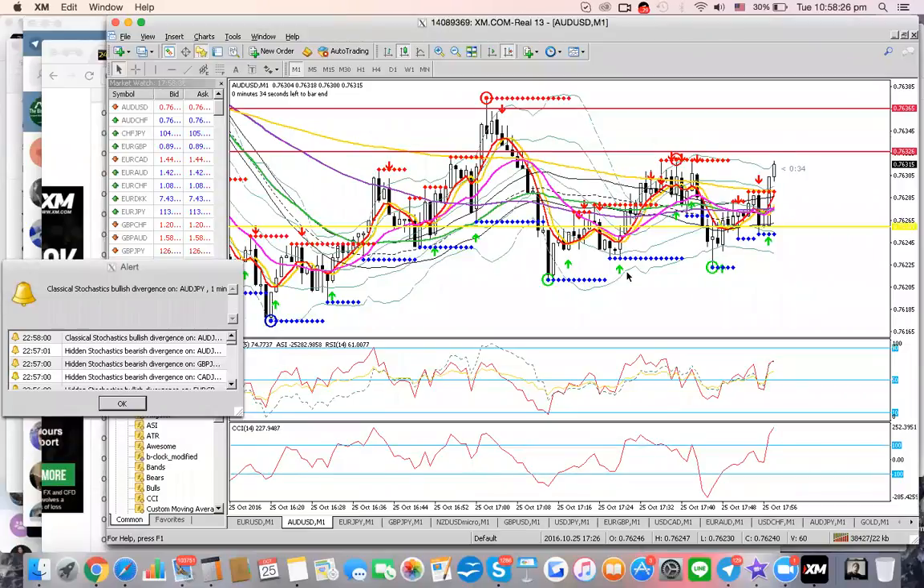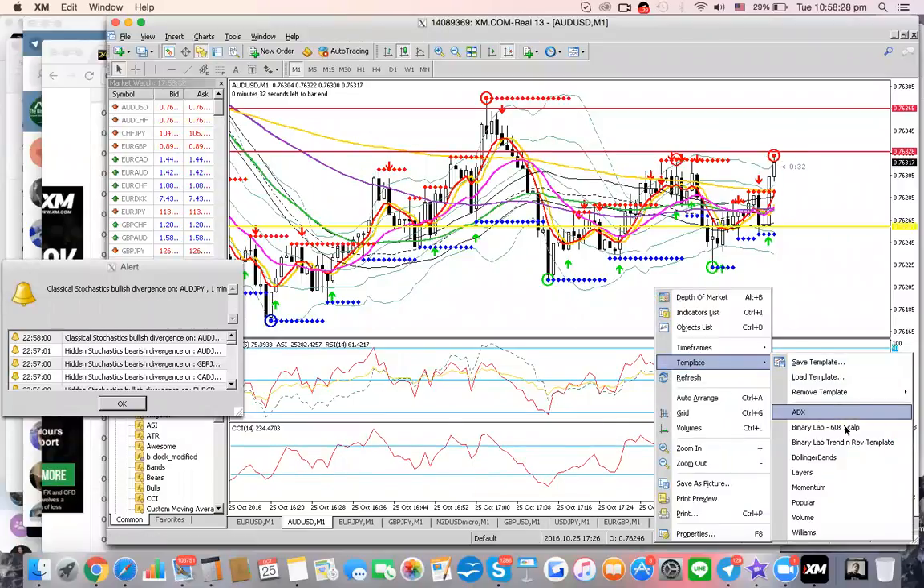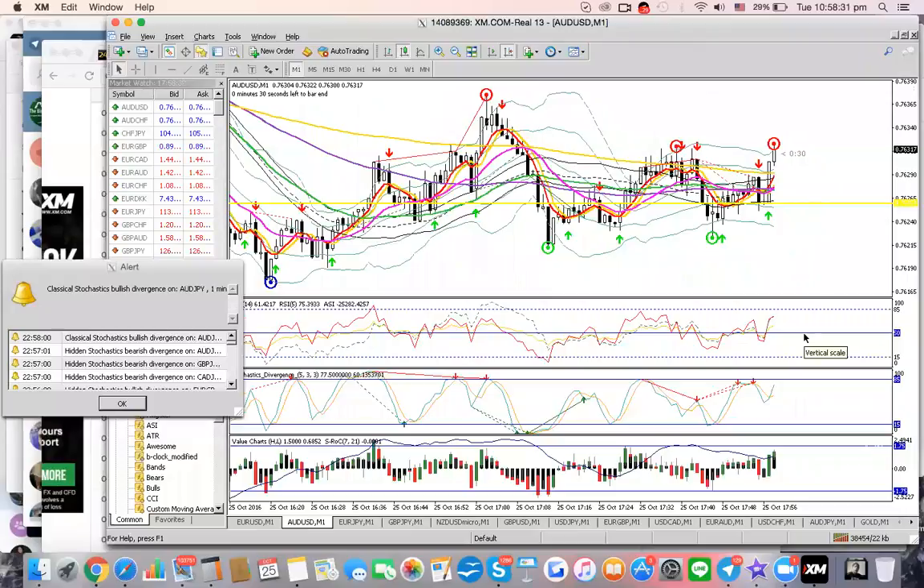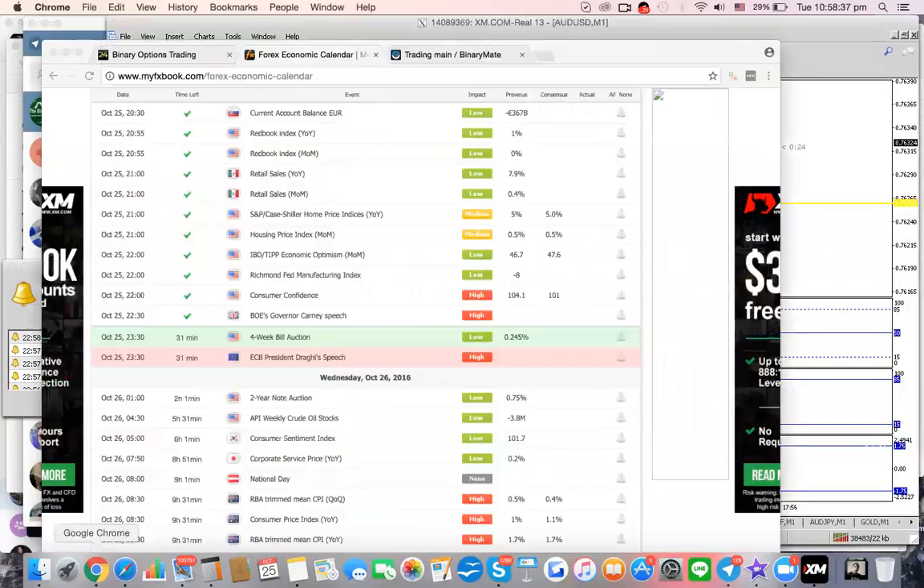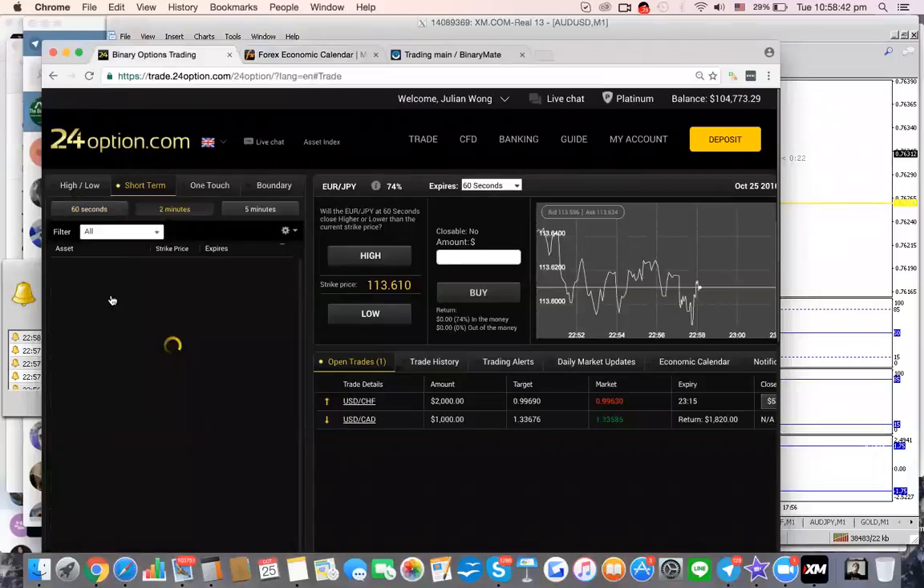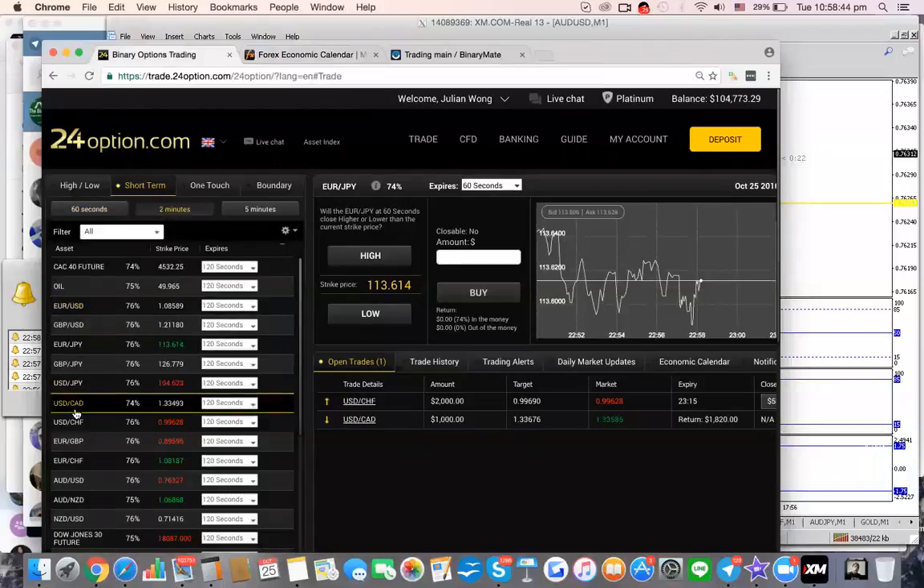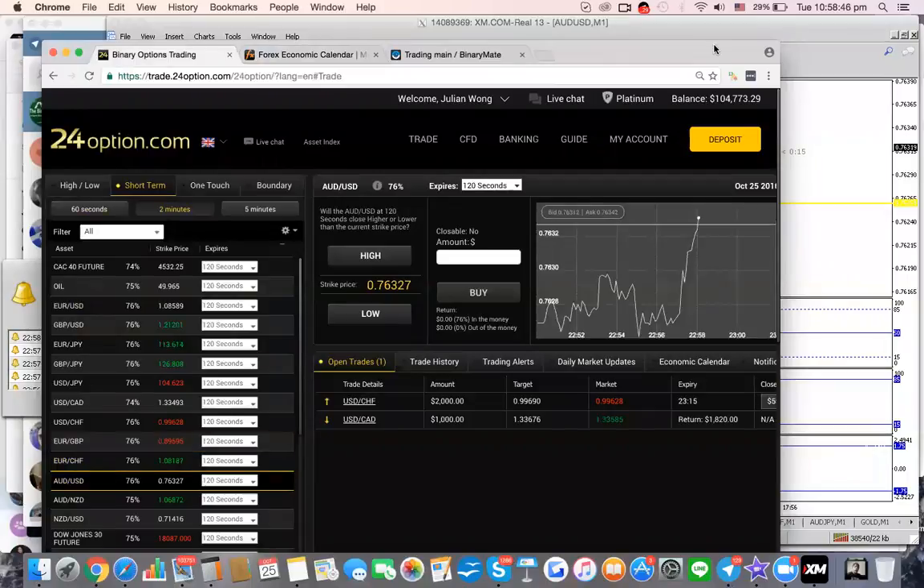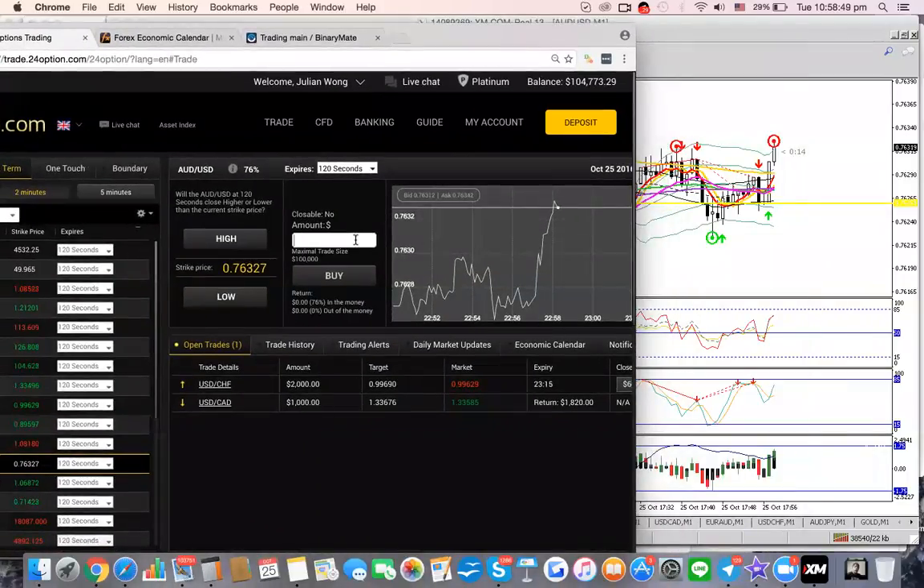AU is a potential setup. And AU generally does very well in the US session. AU 2 minutes put, end of this minute. What? Okay, the trade is off. It already moved. Trade is off.